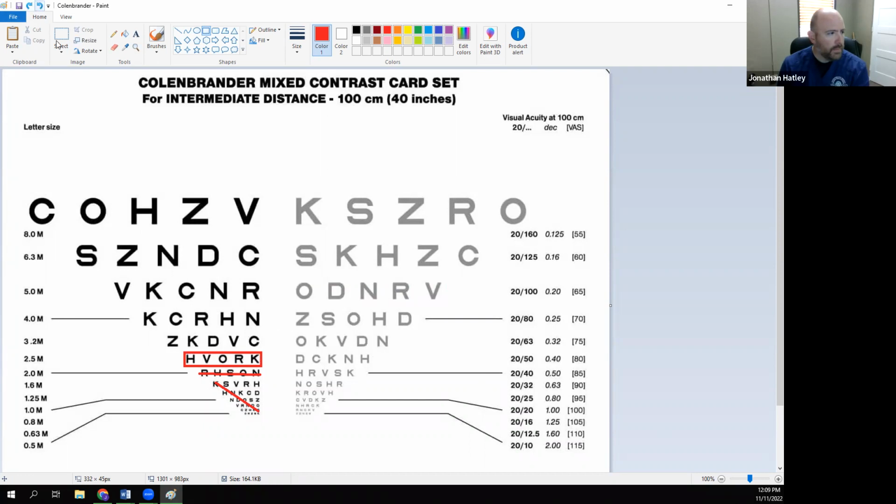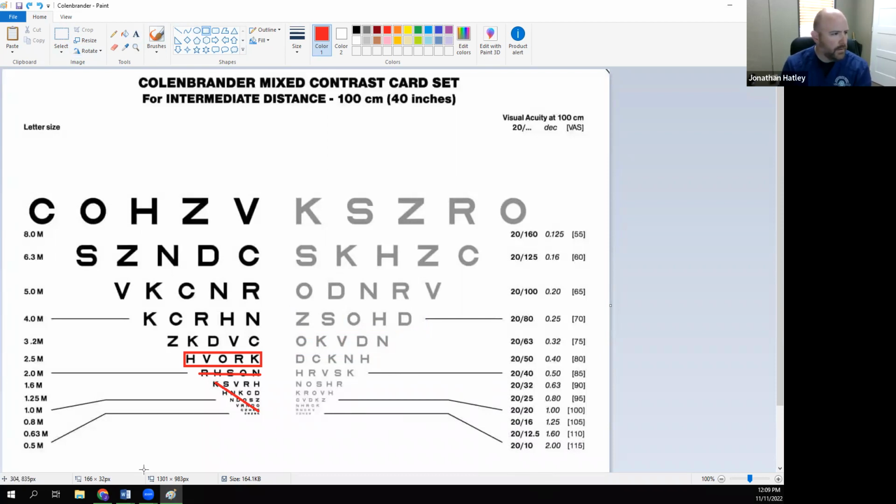If, however, they're able to see this line or any of the lines below, we'll highlight a couple more here, then that would indicate completely normal contrast. So that is something that the clinician needs to be aware of, and it's something that they need to explain to you, the proctor, and to the patient as part of their proficiency.